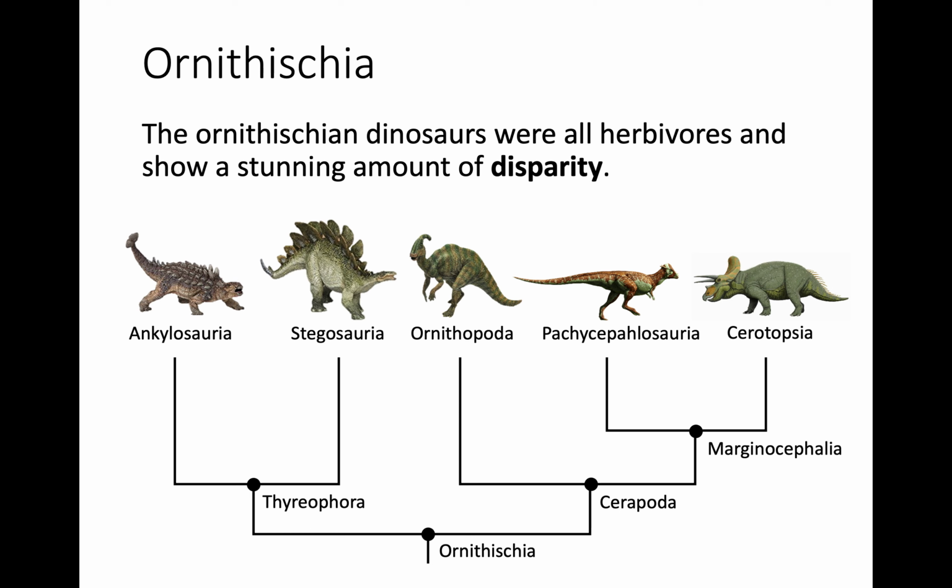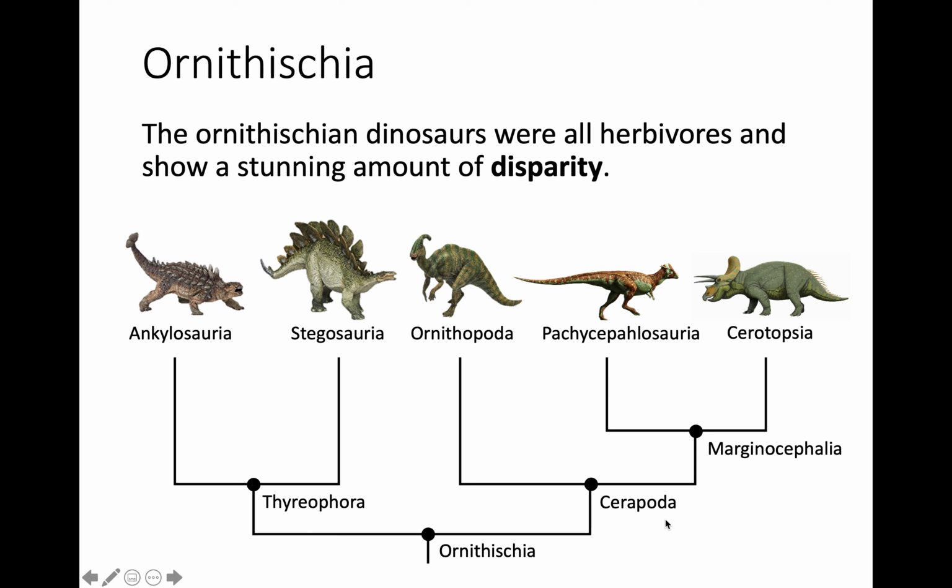All right, the ornithischians. A stunning amount of diversity. All herbivores. They could be quadrupedal or bipedal. And we'll talk more about how we can determine their gait in a little bit. So these are broken down into a number of different groups, like the thyreophorans. These are going to be our armored dinosaurs.